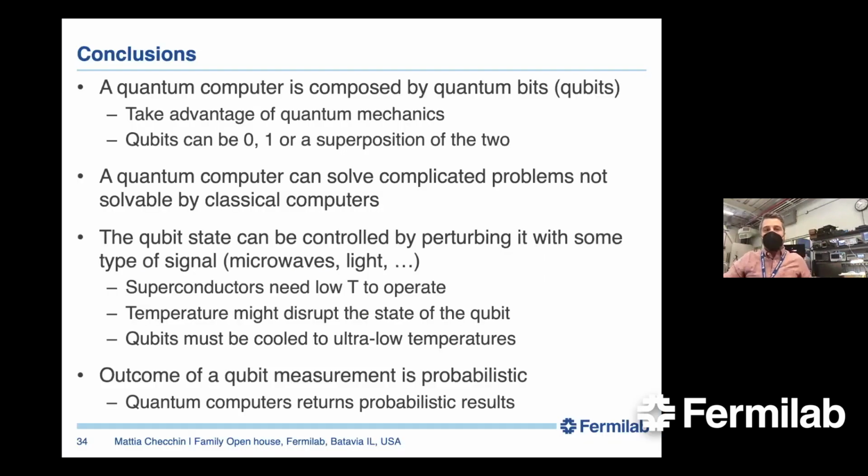So concluding, we learned that a quantum computer is composed of qubits, so quantum bits, and takes advantage of quantum mechanics. A qubit can be in a 0 state, 1 state, or in a superposition of the two. A quantum computer can solve complicated problems that are typically not solvable by classical computers. And the qubit state can be controlled by perturbing it with some type of signal. Could be microwave, could be light, depends on the type of qubit. If we use superconducting qubits, we need to go to low temperature, and temperature in principle can disrupt the state of the qubit. So we want to go to really low temperature, so 10 millikelvin. And the outcome of a qubit measurement is probabilistic, which means that the quantum computer returns probabilistic results. And that's it from this presentation.